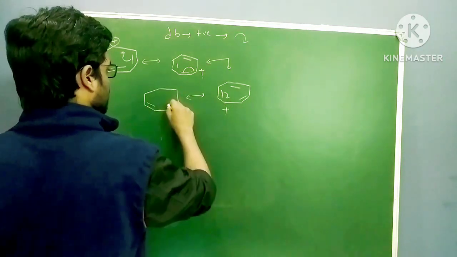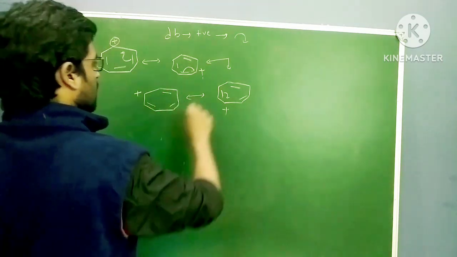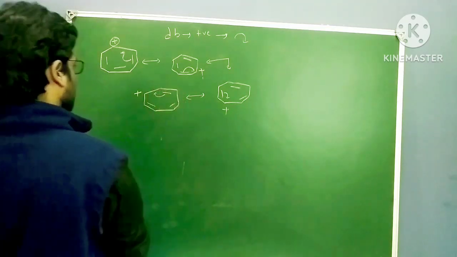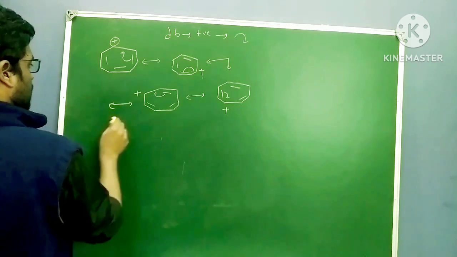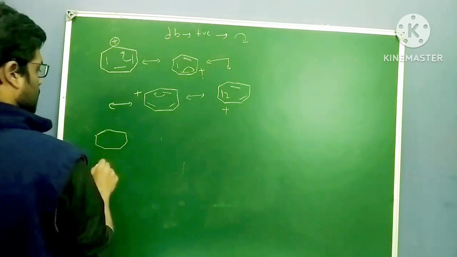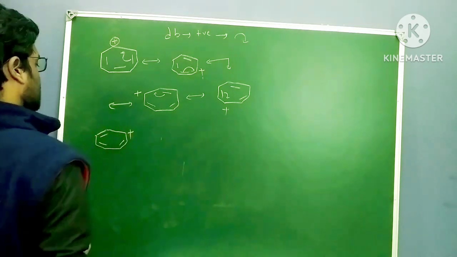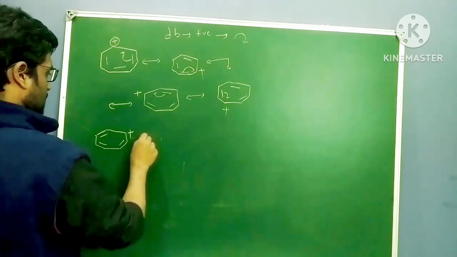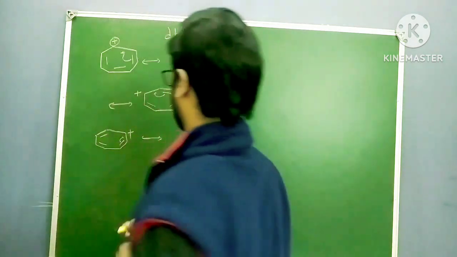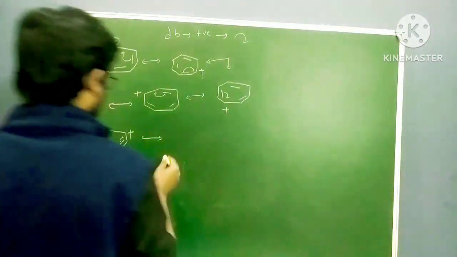Here double bond, now double bond, positive, right? Clockwise. Next again clockwise, double bond to positive, double bond to positive, double bond, here double bond, positive, right? Again clockwise until you get this similar kind of structure. So I will get this one.